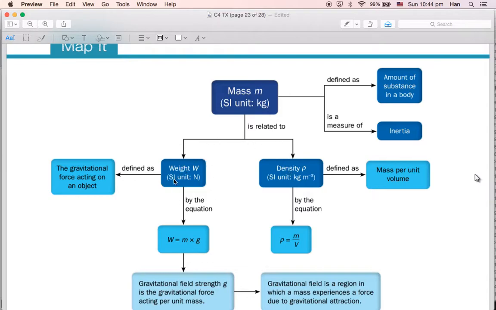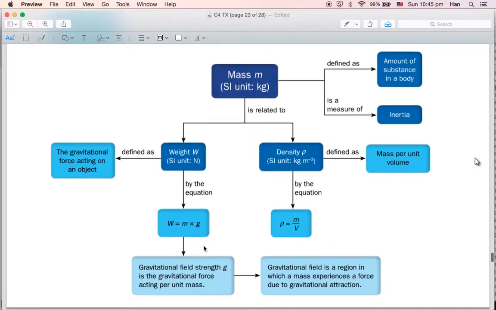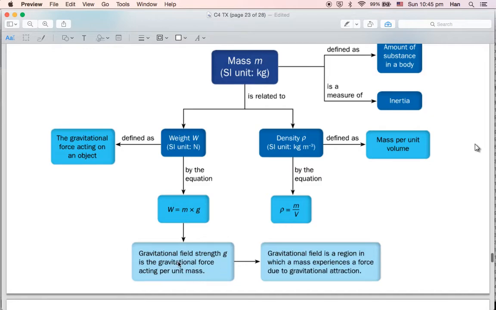You can see the main difference between weight and mass. We actually covered that. Weight is a function of its mass, which means it's defined as the gravitational force acting on it. You can see here, it's related to its mass. The higher the mass, the higher the weight. But it's also related to g, the gravitational field strength, which is defined as the gravitational force acting per unit mass.